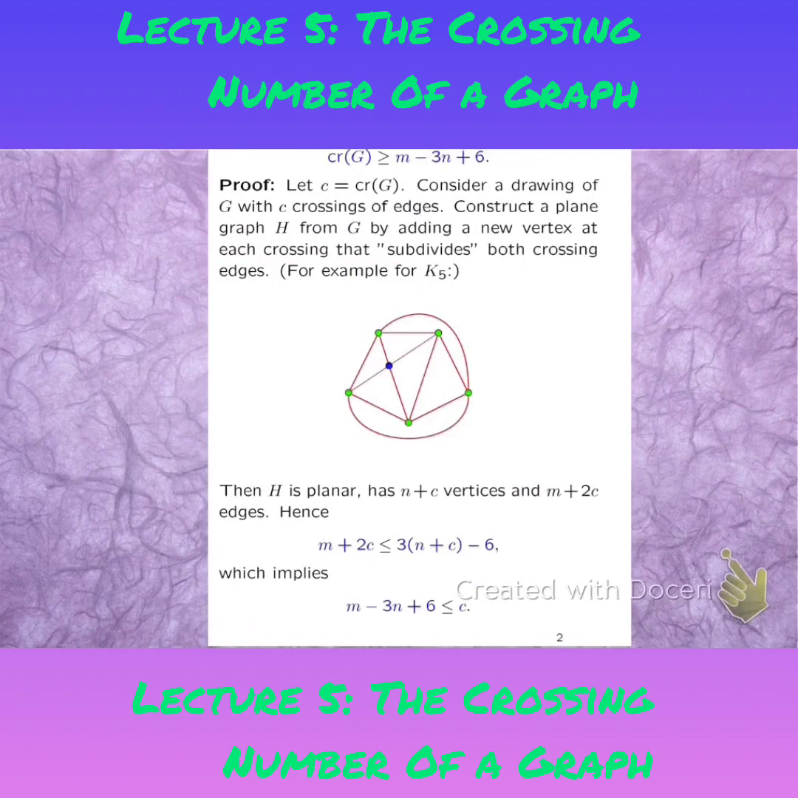The size of this planar graph is at most 3 times n plus c minus 6. And therefore, you can solve for the inequality and obtain that c needs to be at least m minus 3n plus 6. Okay, so that's an elementary lower bound for the crossing number.